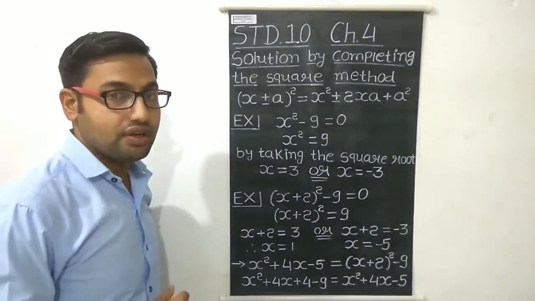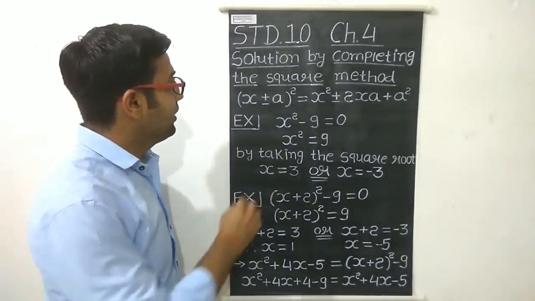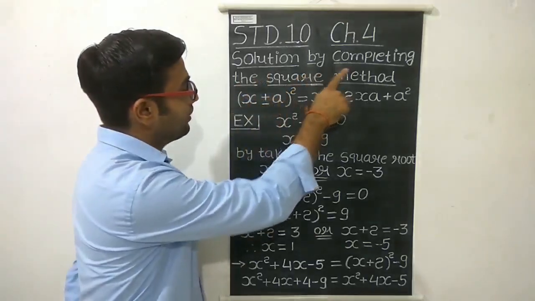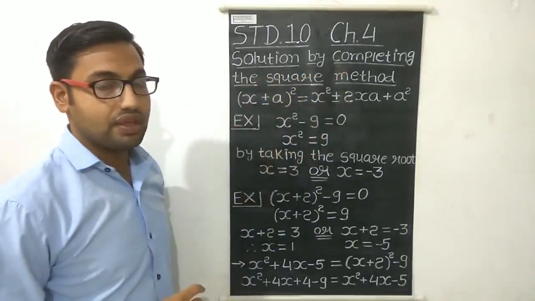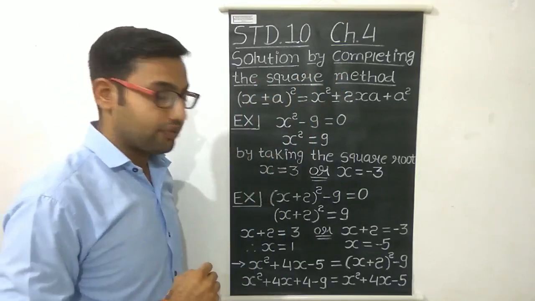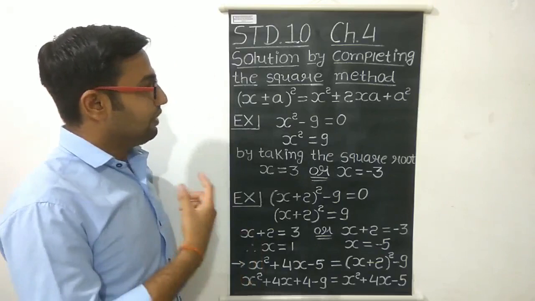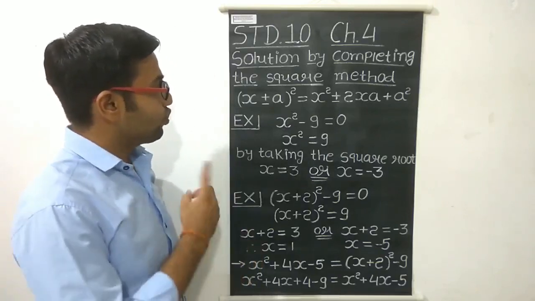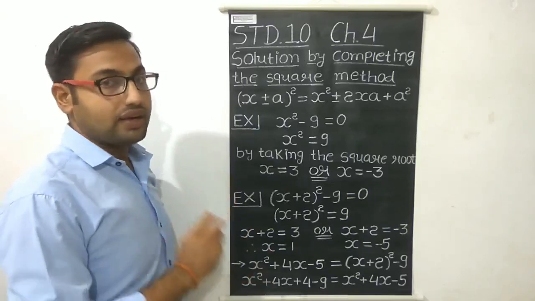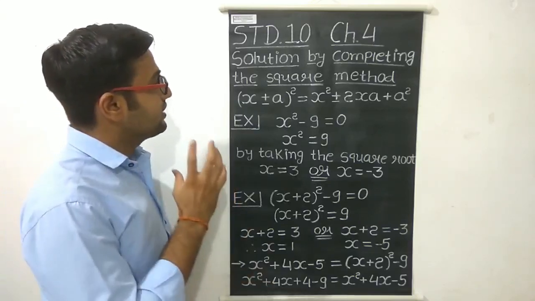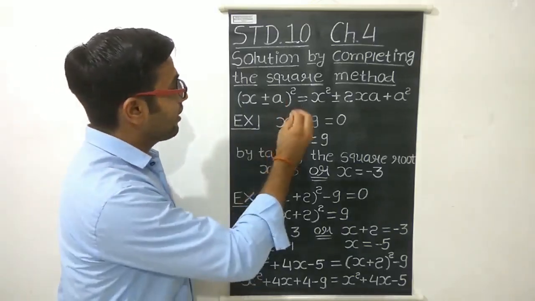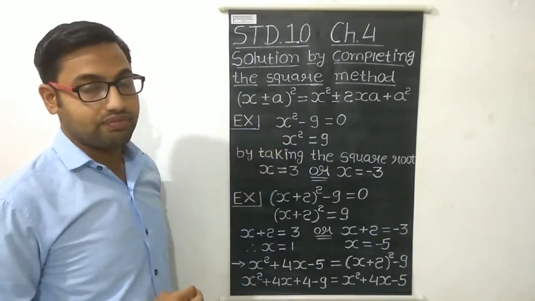Hello students, today we will study about the solution of a quadratic equation by completing the square method. This is the topic of standard 10, chapter number 4, quadratic equations. So in previous class we have studied about the solution of quadratic equation by factorization method. So this is the second method to solve the quadratic equation, and that is the completing the square method.